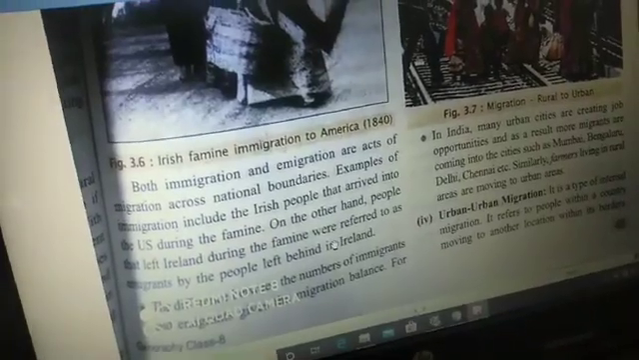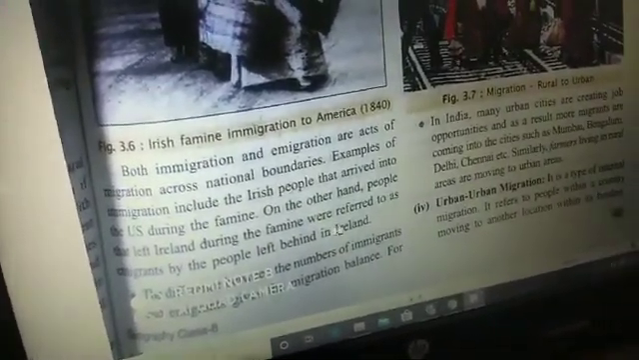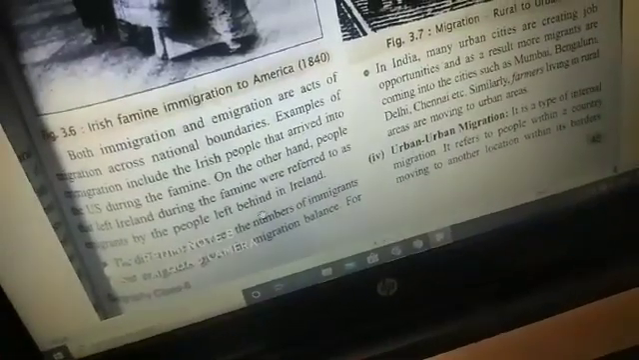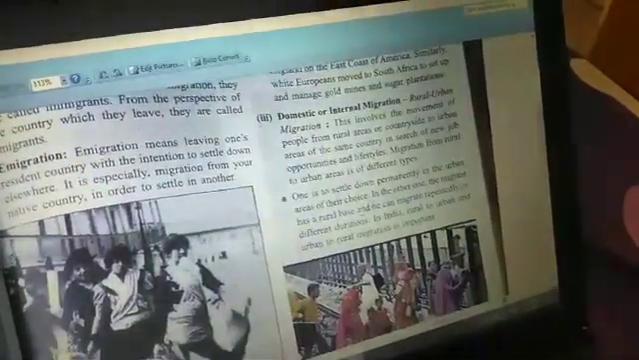If you see another example, some people who left Ireland during the famine were referred to as emigrants by the people left behind in Ireland. So the Irish people who are going away from Ireland are called emigrants, and those going into the US, the US will welcome them as immigrants. Understand? The difference between the number of immigrants and emigrants gives the migration balance.